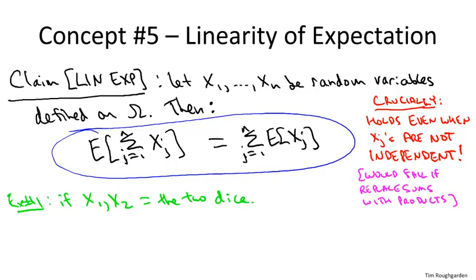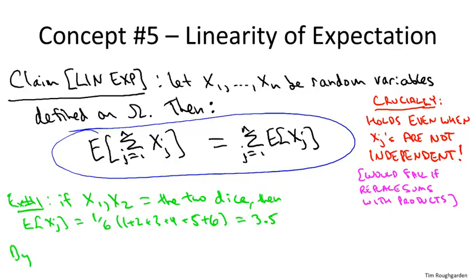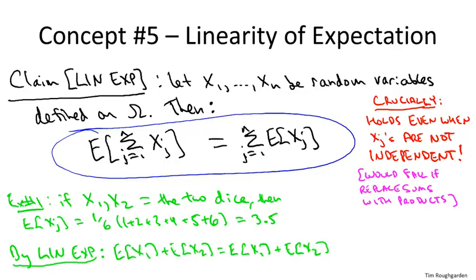Now, computing the expected value of a single die is easy. There's only 6 outcomes to enumerate over. Contrast that with the 36 outcomes to enumerate over when we evaluated the sum of the two dice. So the average value of a single die, you won't be surprised to hear, is 3.5. Right? So it ranges over integers between 1 and 6 uniformly, so 3.5 on average. And now, using linearity of expectation, the sum of two dice is simply double the average value of a single one. So in the next slide, I'm going to prove this property, prove linearity of expectation.